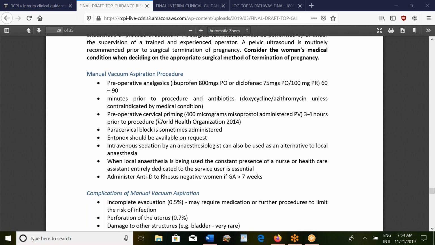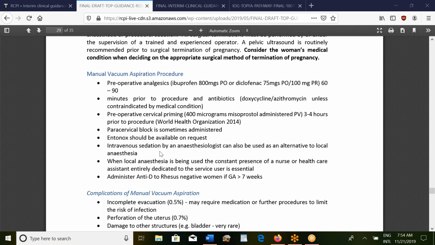Then pre-op cervical priming: you can give 400 micrograms misoprostol 3 to 4 hours prior to the procedure. Then a cervical block is sometimes administered, and Entonox should be available on request. You don't have to remember each and everything, just give them pre-op anesthesia because you have to stay relaxed during that time. Don't be tense, otherwise you can miss things. The same things you are doing in your routine practice, okay?